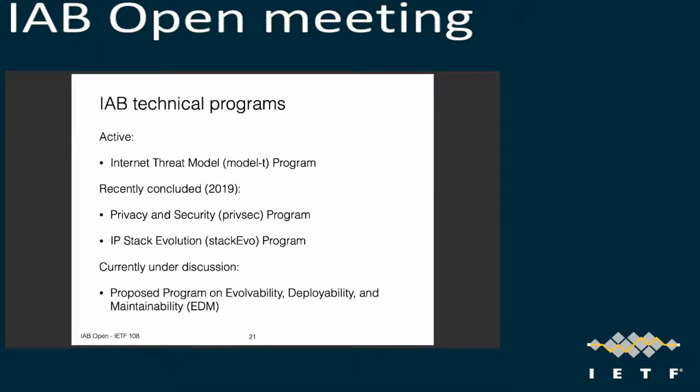Okay, so we move on to the third part here, which is reporting back a little bit about technical programs. We have one active program, which is the Internet Threat Model program, and that's why Stephen just joined the audio, because he will tell us a little bit about it. Also, we listed here some programs we closed recently last year, just for your information, more information is also on the IAB webpage. And then after Stephen, we have Tommy, who will tell us a little bit about a new program we are discussing right now. But let's start with Stephen.